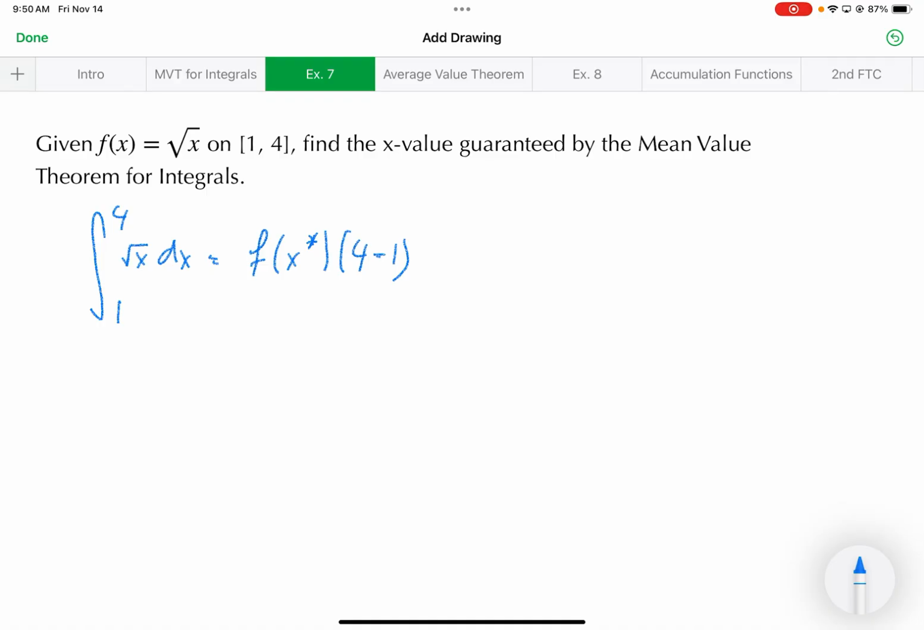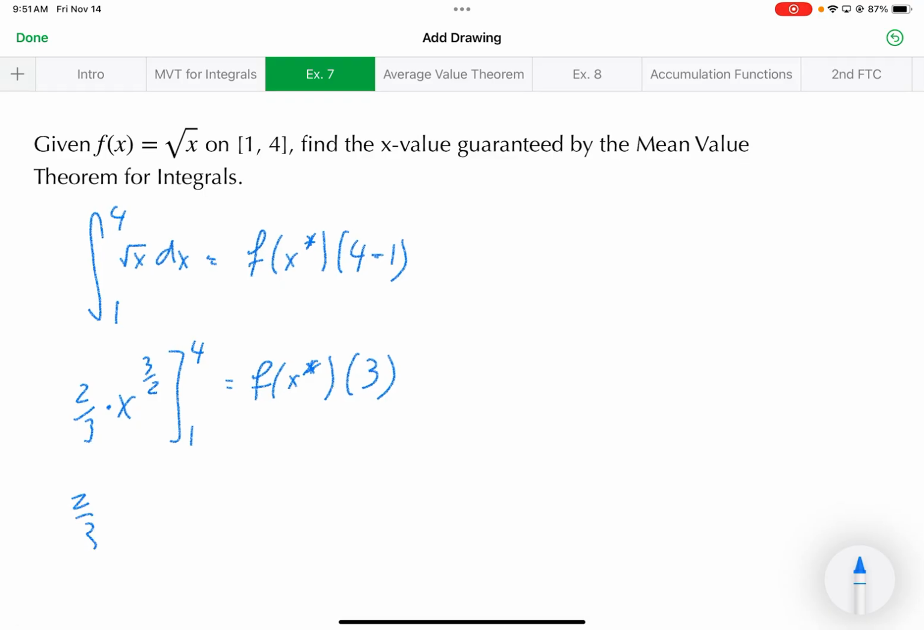So square root of x is just x to the 1/2. So then when I take my antiderivative, it becomes x to the 3/2. We're going to multiply it by 2/3. Don't forget to take the reciprocal of that fraction. And then we're going to evaluate it from 1 to 4. Still set that equal to f of x star and then times 3. It's helpful to figure out what f of x star is before you actually set it equal to what that function is. Because like I said, if I ask you to make a graph of that, then it's good to have that value on deck.